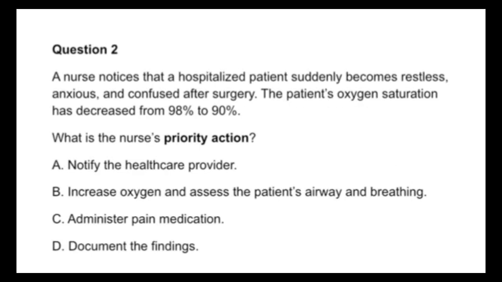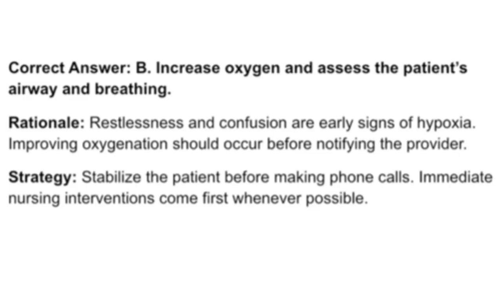Question 2. A nurse notices that a hospitalized patient suddenly becomes restless, anxious, and confused after surgery. The patient's oxygen saturation has decreased from 98% to 90%. What is the nurse's priority action? A. Notify the healthcare provider. B. Increase oxygen and assess the patient's airway and breathing. C. Administer pain medication. D. Document the findings.